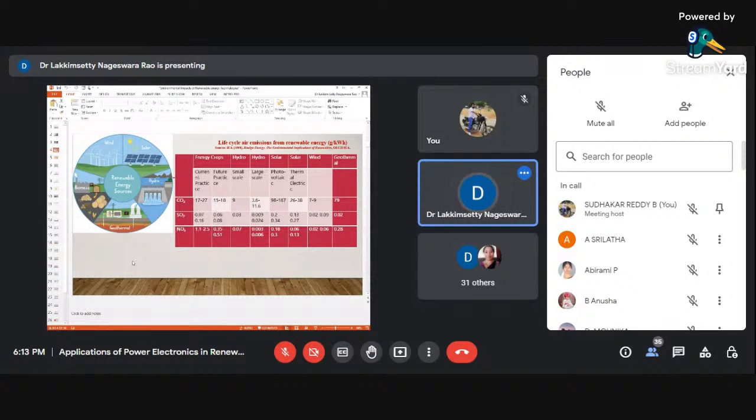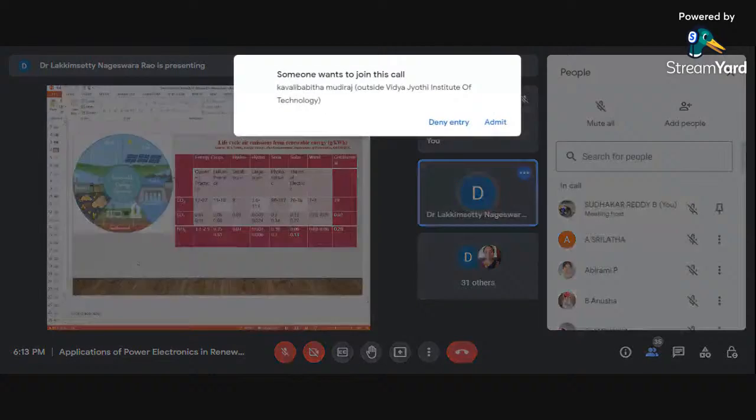In this aspect, we need to mainly concentrate on the two main sectors, solar and wind energy, which are the major potential sectors we can say. Based on this, we can find out what the impact on climatic conditions is.